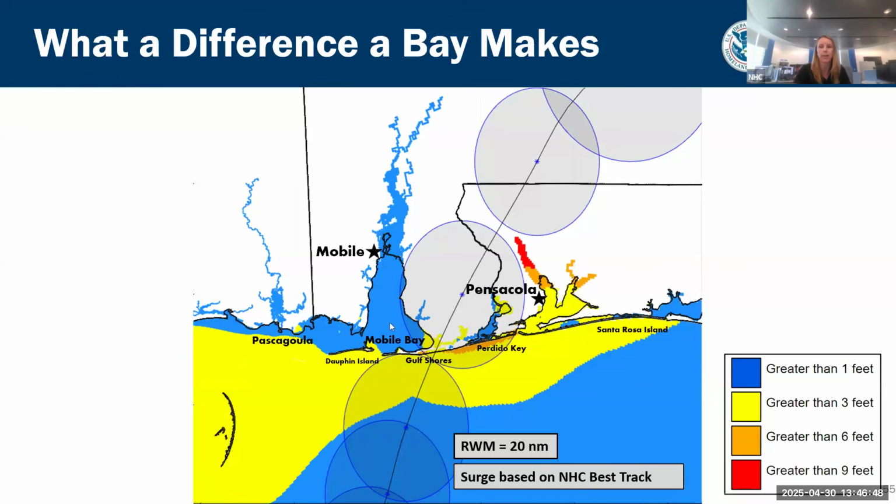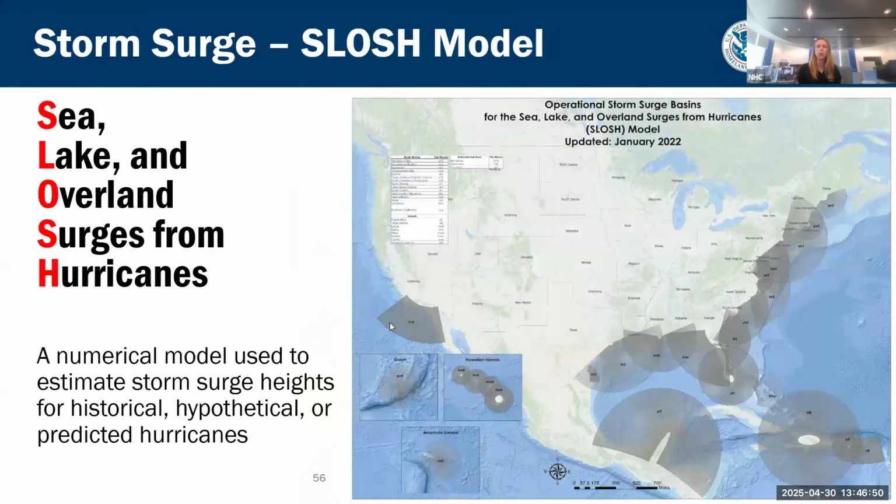And the first thing I wanted to tell you about was our tool. I kind of hinted about it in the last slide, but we have a storm surge model that we run here at the Hurricane Center and the National Weather Service, and it's called the SLOSH model. It stands for the Sea, Lake, and Overland Surges from Hurricanes model. It's a numerical model that is used to estimate the storm surge heights for historical, hypothetical, or predicted hurricanes. So it can do it all.